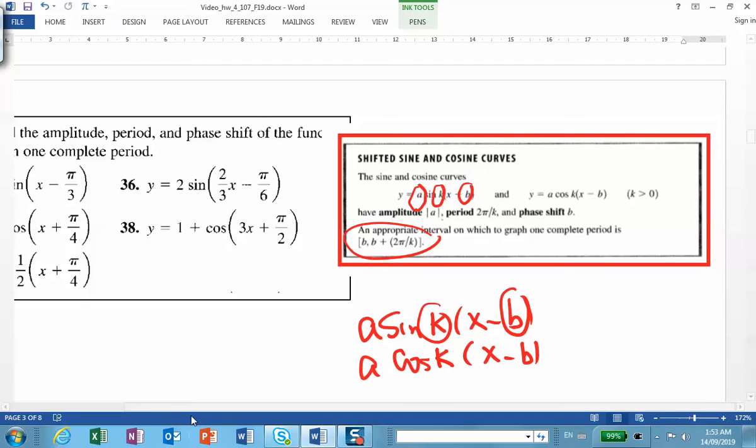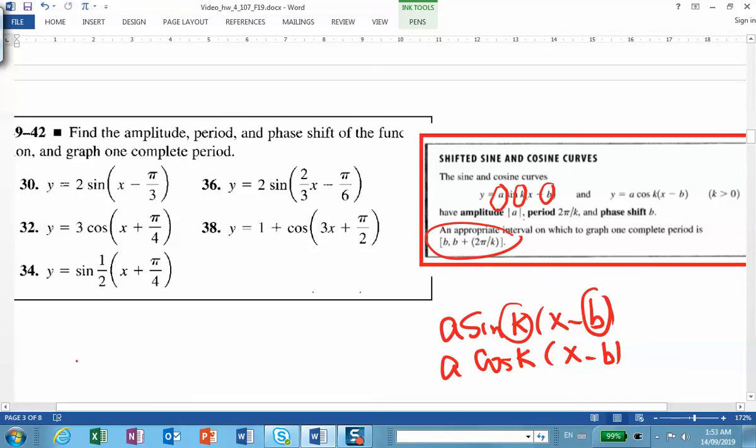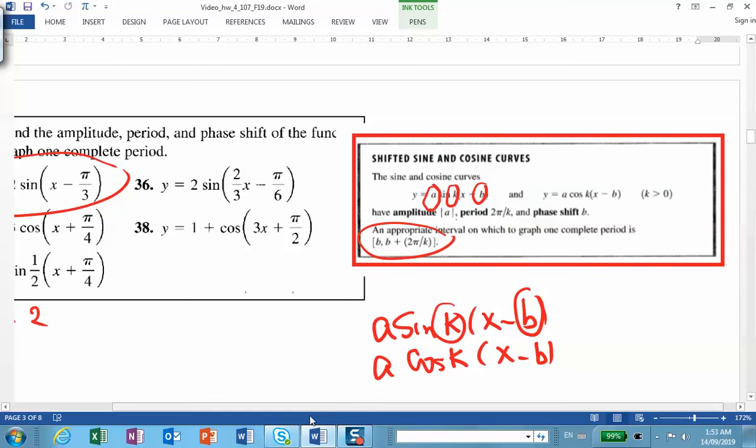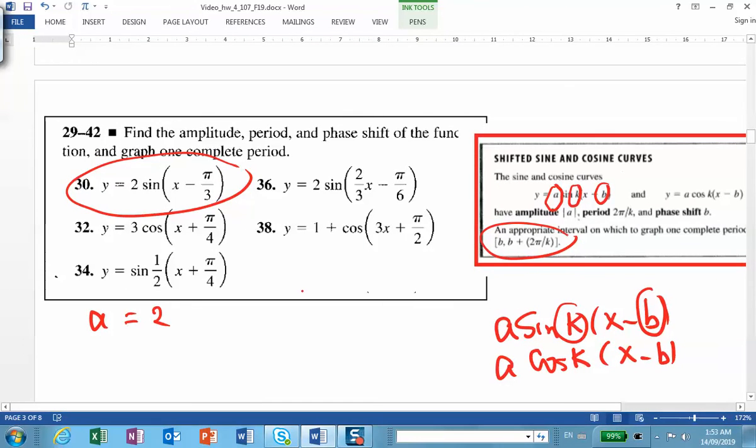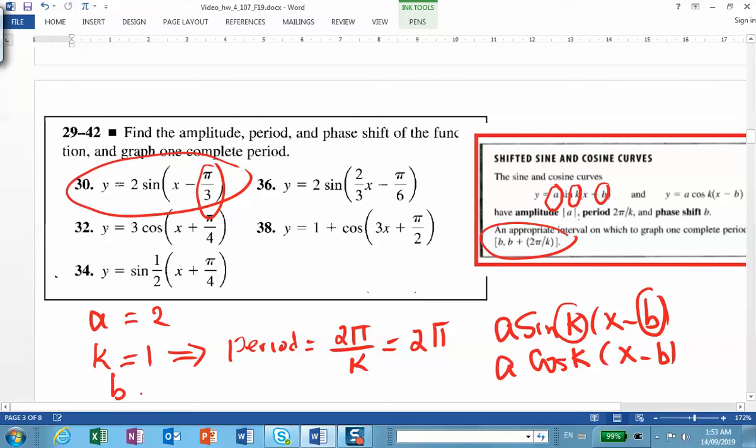okay, this is 30, this one. The amplitude is 2. Amplitude is always a positive number. Okay, the K is 1, and that means the period is equal to 2 pi over K, which is 2 pi. And the phase shift is pi over 3. B is equal to pi over 3.